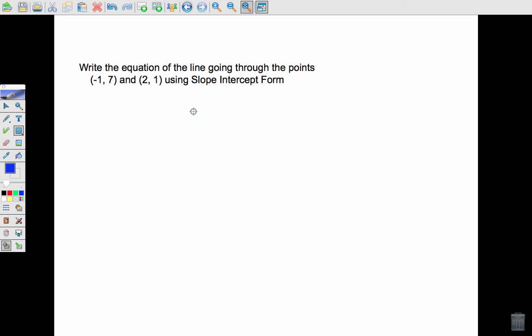Okay, the other way to write an equation of a line is by using slope-intercept form. So slope-intercept form is the one that everyone knows, y equals mx plus b. It's a little more work doing it this way, but the formula is easier to remember. But we start off the same way. So we want to write the equation of the line that goes through the points (-1, 7) and (2, 1).